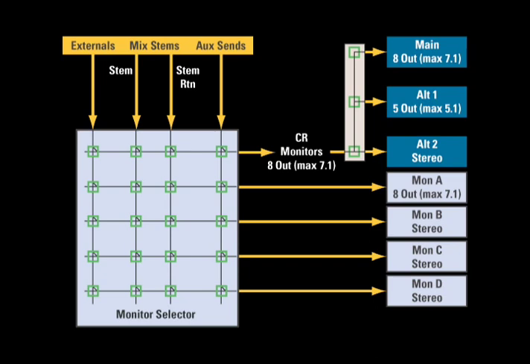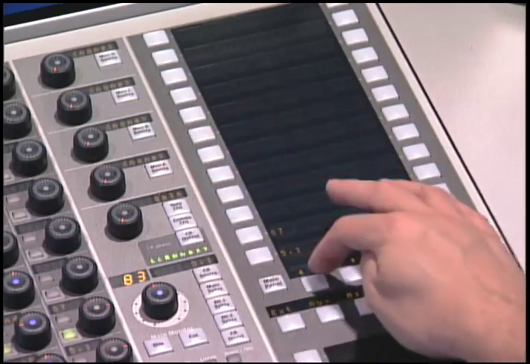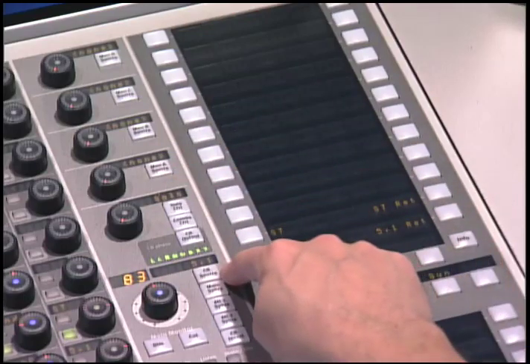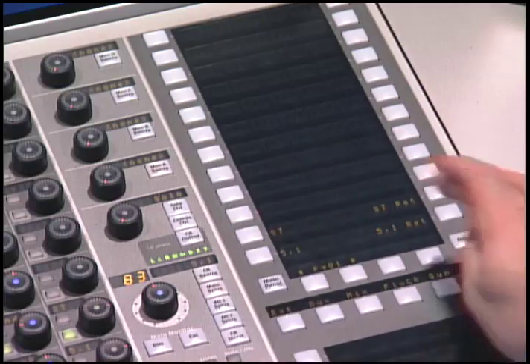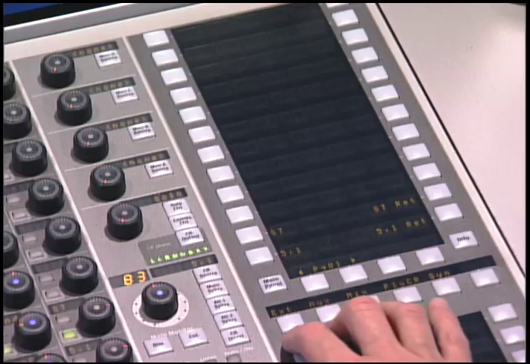Another monitoring feature of the console is 4 external monitor feeds that you can feed out anywhere you'd like. They're set up on the upper part of the 401 section. They're listed as Monitor A, Monitor B, Monitor C, and Monitor D. To access these, all I have to do is select Monitor A source. The same kind of page comes up as in the control room source page. I can listen to my mix buses, my aux buses, or my externals.